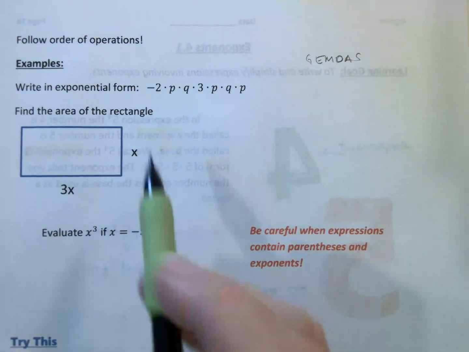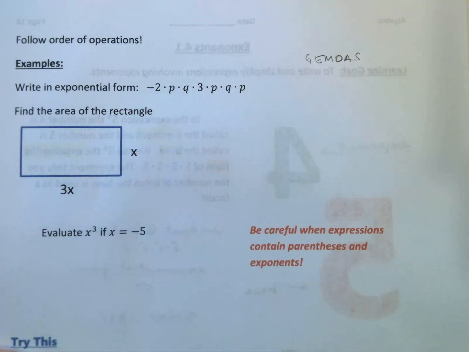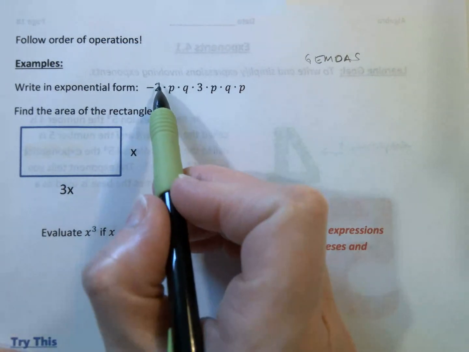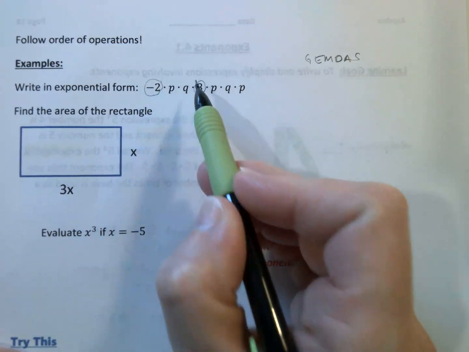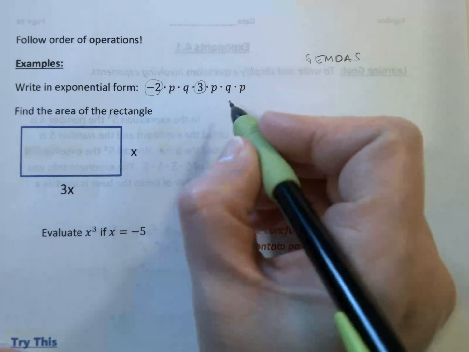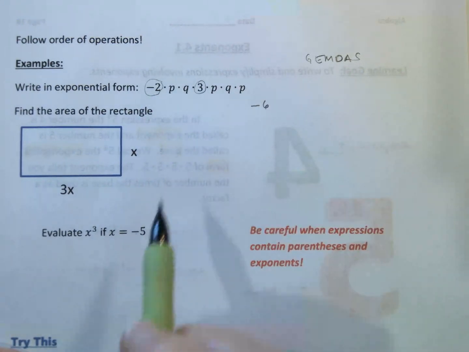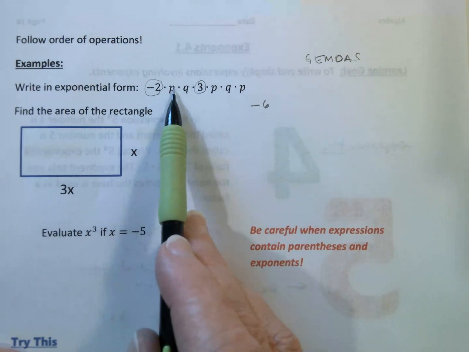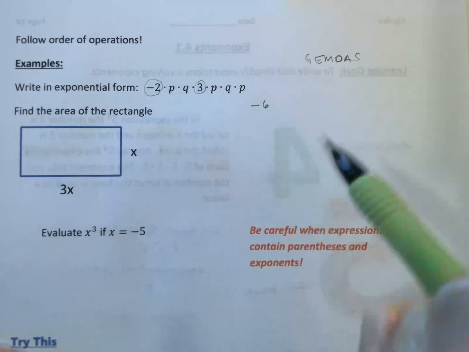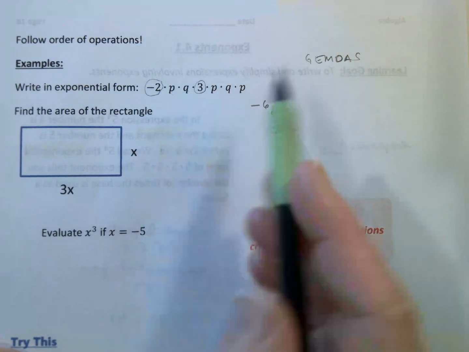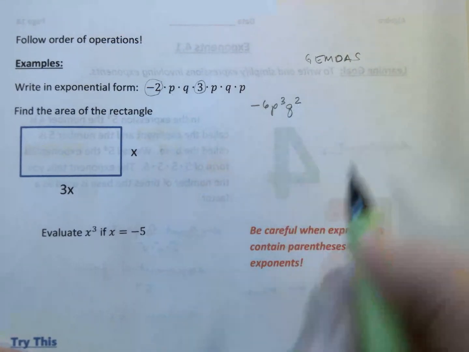Okay, so this says write this in exponential form. With exponential form, any numbers that are just regular numbers, like this -2 and this 3, they get multiplied. So -2 times 3 gives me -6. I then look to see, I've got p's and q's. So I'm going to see how many p's I have. I have 1, 2, 3. So it's p to the 3rd power. And q's, I've got 1, 2, q to the 2nd power.